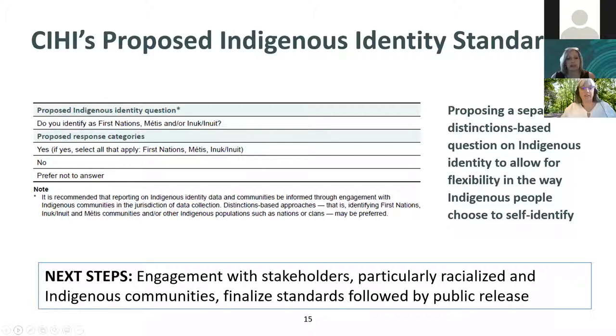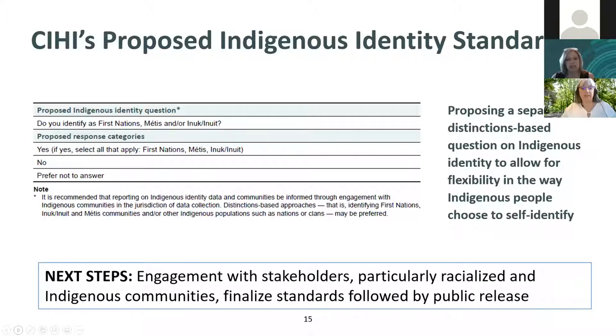There is a need to respect Indigenous self-determination and data governance in this space to minimize any risks of harm. We've learned through our work to date that Indigenous identity data and measurement should be determined and supported by Indigenous communities. We are in the process now of engaging with Indigenous organizations, communities, and researchers for feedback on this approach.